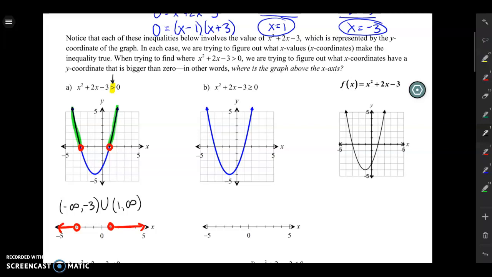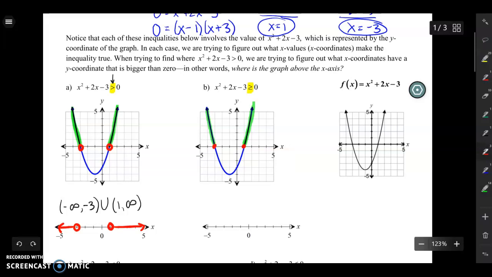Okay. Let's see how this changes just slightly in the next example, when all I'm going to change is this to a greater than or equal to sign. Okay. So again, if I look at my graph, I'm still looking for the values where my function is above the x-axis. So it's still going to be these upper values. But because I have this equal sign, it means I'm also looking at places where my function actually equals 0.